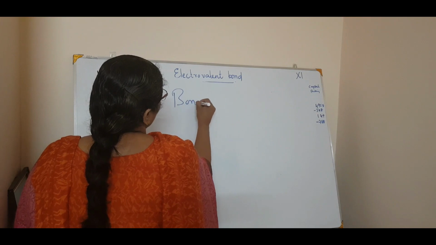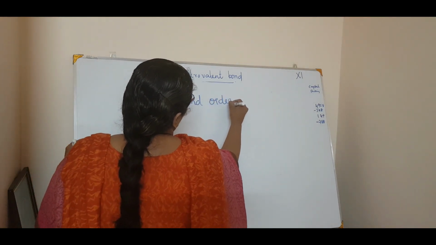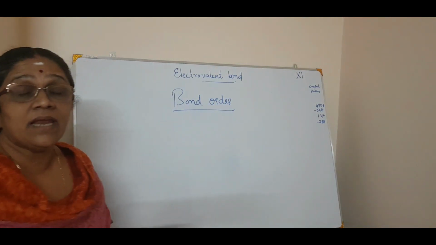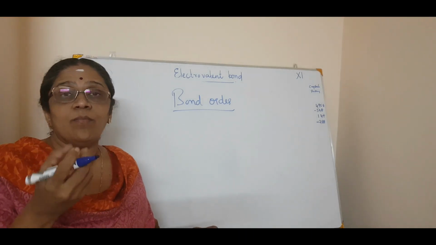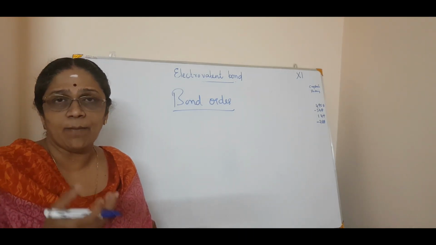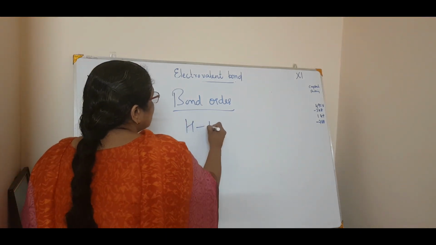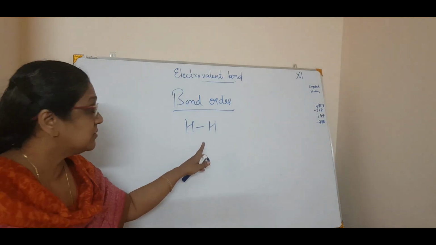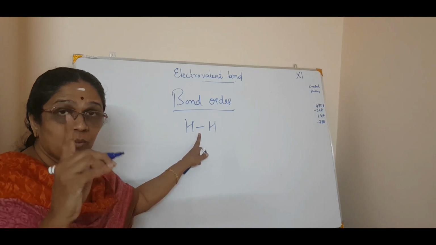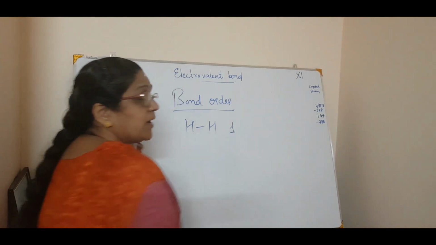What is bond order? Bond order is nothing but the number of bonds in a molecule. Simple. For example, hydrogen-hydrogen bond. What is the bond order? How many bonds are there? 1. So its bond order is 1.